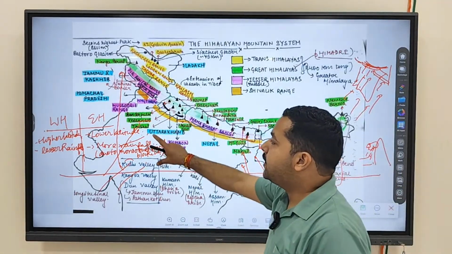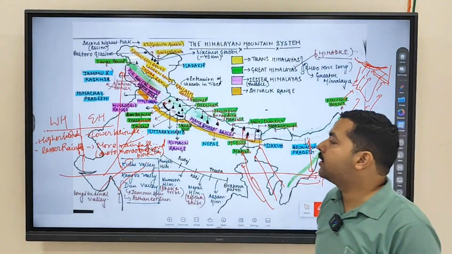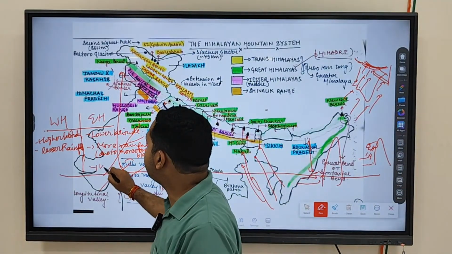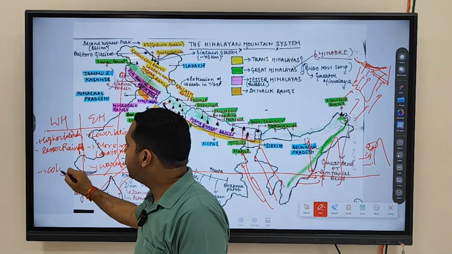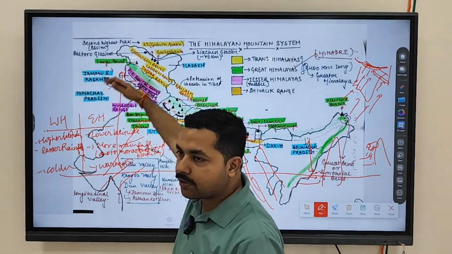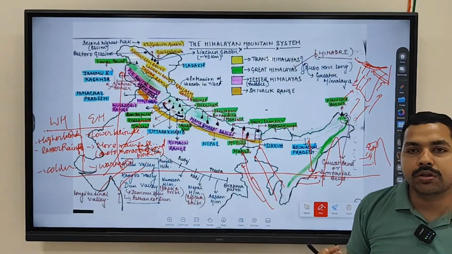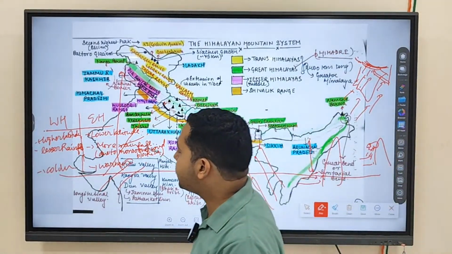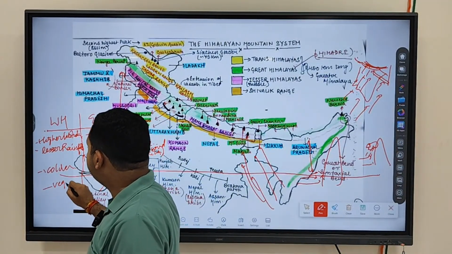Another point: since Eastern Himalayas is closer to the Tropic of Cancer, Eastern Himalayas are going to be warmer in nature, and Western Himalayas are going to be colder in nature, because they lie away from the Tropic of Cancer. Less sunlight means colder in nature. Clear?